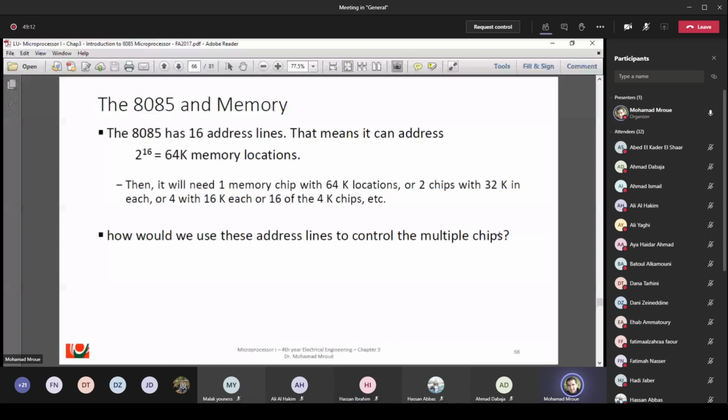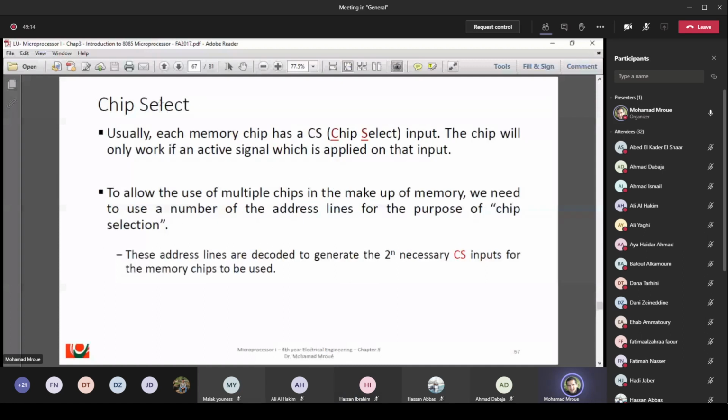So, first we have the chip select control signal. Usually each memory chip has a chip select input, so the chip will only work if an active signal is applied on that input. To allow the use of multiple chips in the makeup of memory, we need to use a number of the address lines for the purpose of chip selection. These address lines are decoded to generate the 2 power n necessary CS inputs for the memory chips to be used.